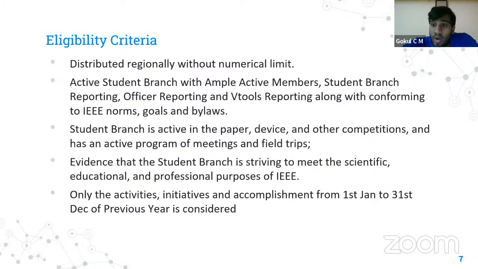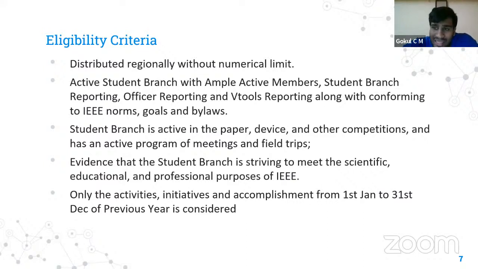Then the second point, this is the most important point: active student branch with ample active members, student branch reporting, officer reporting, VTools reporting, along with conforming to IEEE norms, goals, and bylaws. So this is the main eligibility criteria you have to follow. First, your student branch should be active. For a student branch to be active, you should have 12 members in it and at least one professional member who is the branch counselor of it.